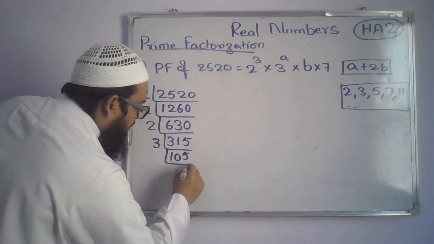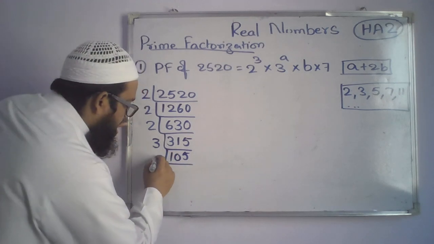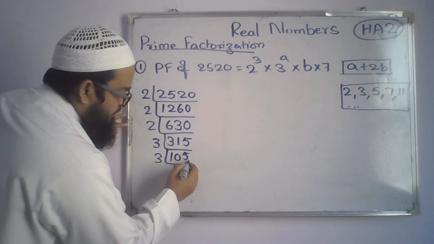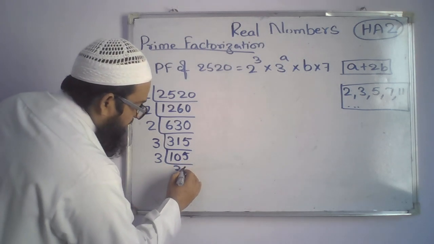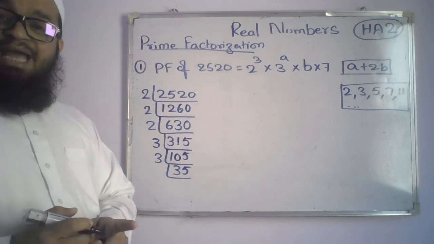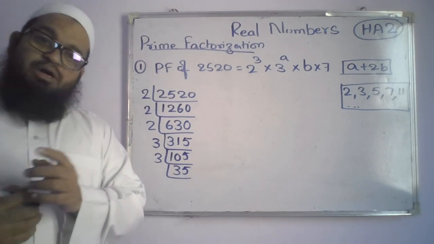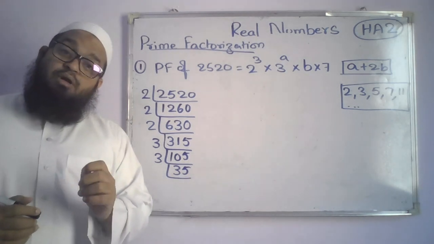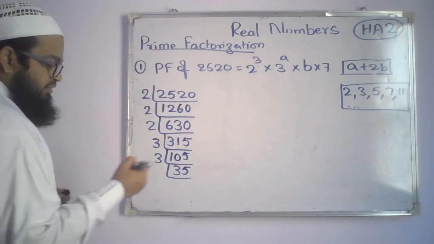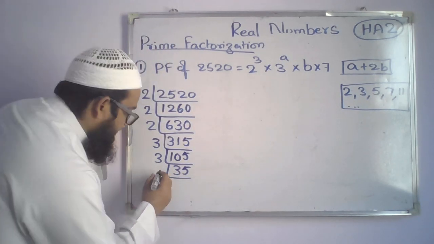Now 3 in 105, how many times? 3 threes are 9, and 1 is remainder, 1 and 5 is 15. So in 15, 5 times. We know that 3 plus 5 is 8. 8 is not divisible by 3. So therefore, what is the next prime? 5. So let us divide with 5. Since it ends with 5, it is divisible.